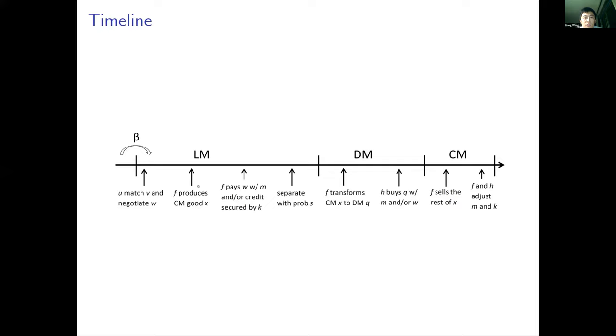For those already matched firms and workers, they produce this good X, a numeraire good. Then the firm pays with either cash or credit, which is secured by their capital, using capital as collateral. So they pay wage, either using money M or the credit secured by capital. And there is a separation shock at the end of the labor market, given by S.